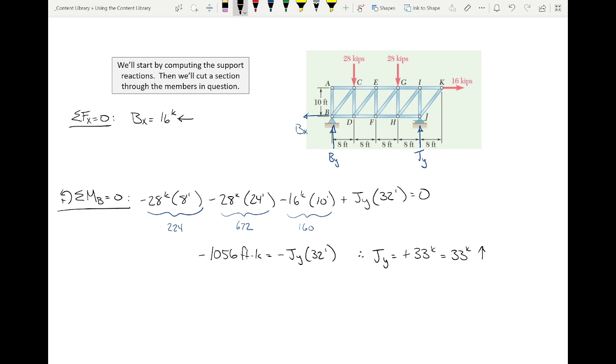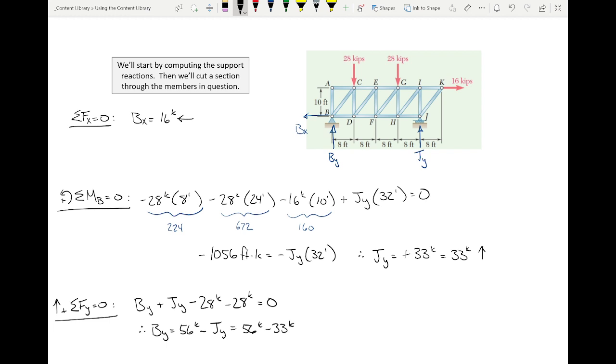So if I sum forces then in the y direction, because that's my remaining equation of equilibrium, I have BY plus JY minus 28 is 0. So just subtract that out. And 56 minus 33 is 23. And there we go. Let's box these reactions.